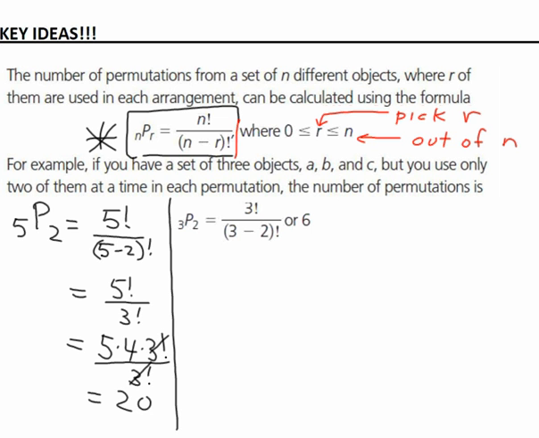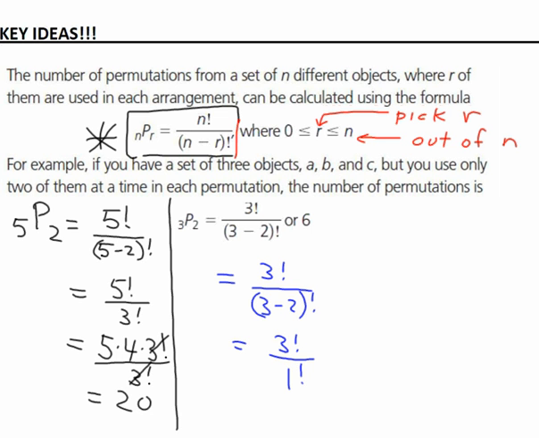Okay, now class, I'm now going to attempt a different question. 3p2. That's different than 5p2. What would 3p2 be? That's if you had 3 objects, all different, and you're going to pick 2 of them. So now I'm going to write 3 factorial over 3 minus 2 factorial, which is 3 factorial over 1 factorial.